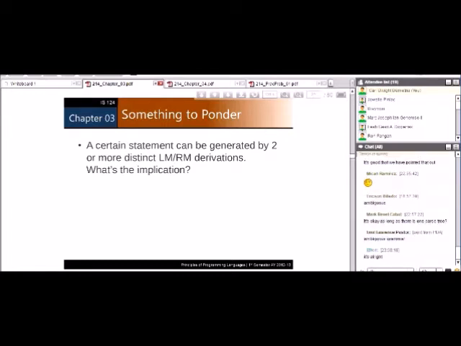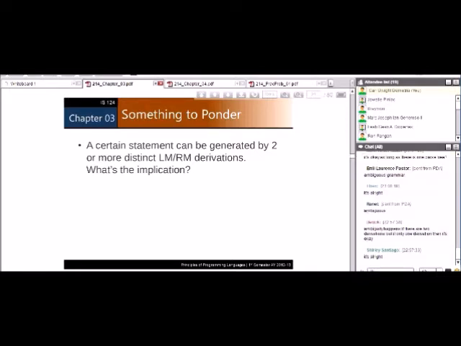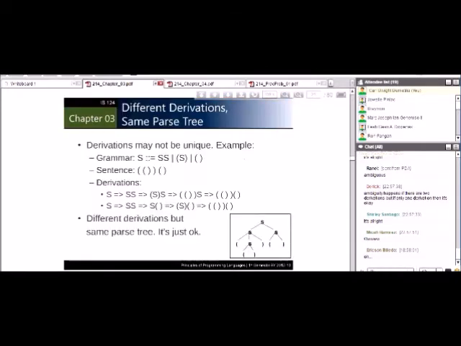Ambiguous? Talaga? Mark Ruel, you are right. As long as the leftmost and the rightmost derivations produce the same parse tree, it's all right. Kasi ba yun? If you can produce the same parse tree for both the leftmost and rightmost derivation, because it is really possible, nangyayari ka, then it's all right. There's no problem with that.